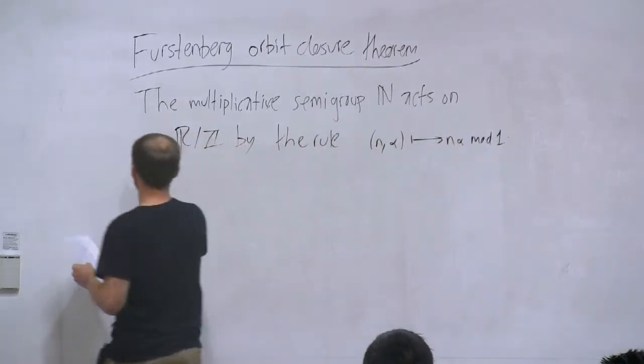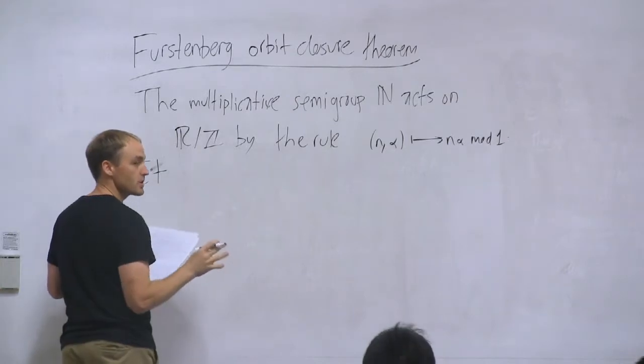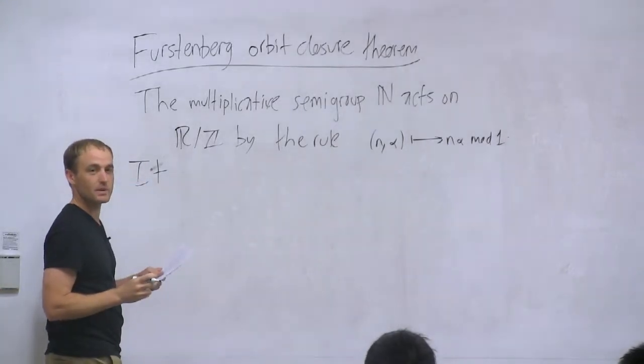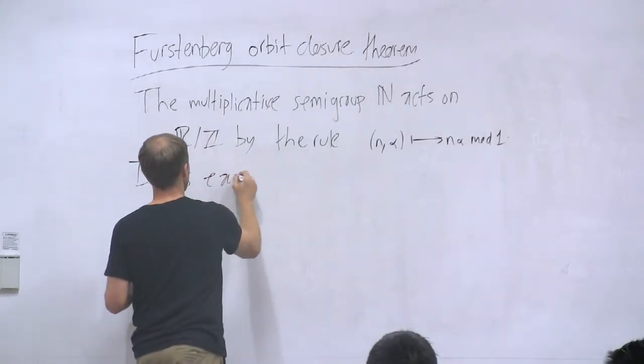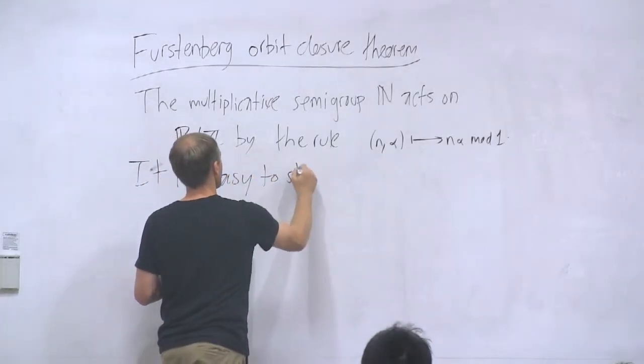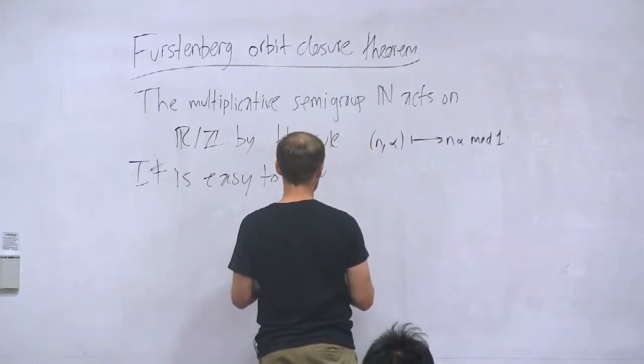Now, one of the exercises on the sheet is, and this is actually pretty easy, don't try to do this in any kind of super sophisticated way. The idea is to try to give an easy proof. It's easy to show. So whoever can give the simplest proof of this is the winner.